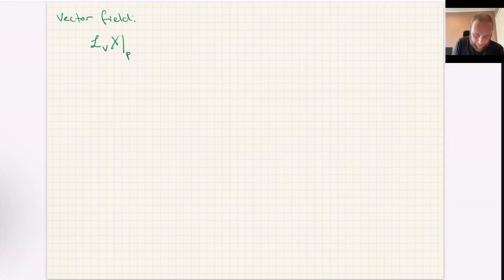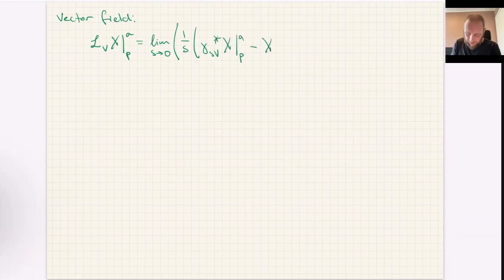I want to evaluate this at p, and let's take the a component of that. So this, by definition, then would be the limit as s goes to 0, and then I should have 1 over s, and I have the pullback here of x evaluated at AP minus x evaluated at P. So I need to figure out what this object is. Okay, so let's try to do that first.